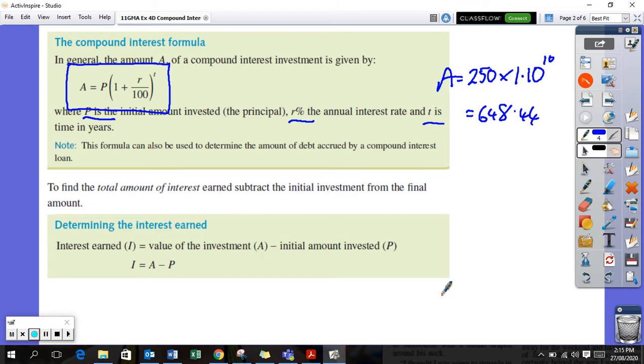So the interest here would be the amount, 648.44, minus the principal, which is 250, and that will give us, what would that give us? That would give us 398.44. You can use a calculator and check, see if I did that right if you want. Okay. So that's the amount at the end, that's the amount at the start, and that's the interest that they've earned. Okay. So we'll have a look at some examples.